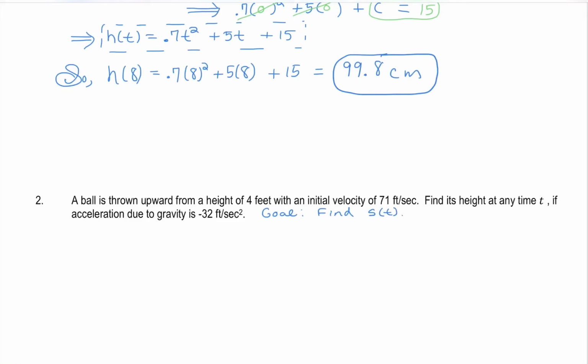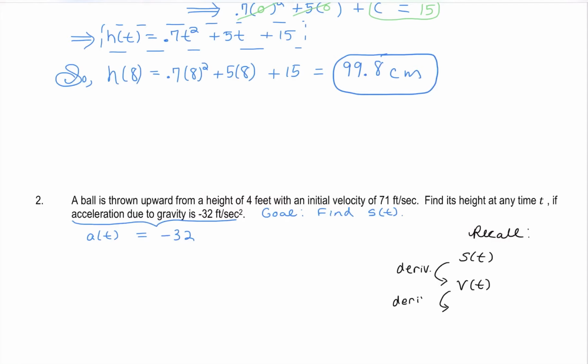All right, so let's start with what we have here. We know that the acceleration function is simply going to be negative 32. So we are going to work our way backwards. The thing you have to recall here, let's just write this off to the side: from the very beginning of this semester, we know that if we start with a position function and take its derivative, we get the velocity function. And if we take its rate of change, or its derivative, we get the acceleration function.